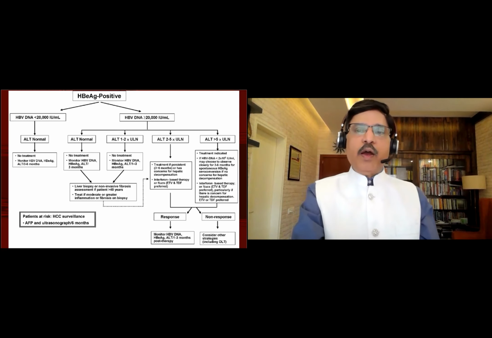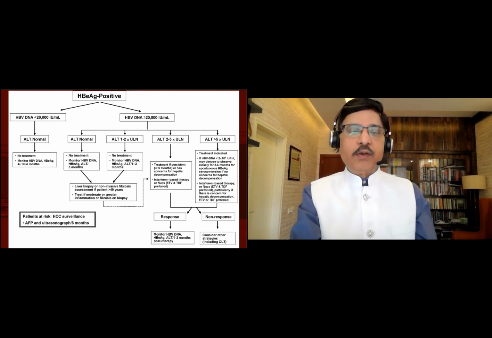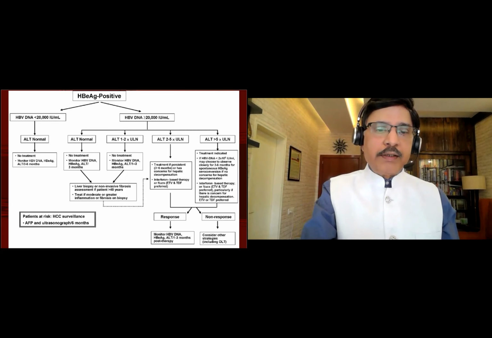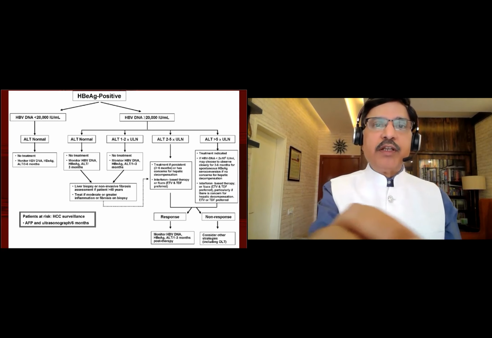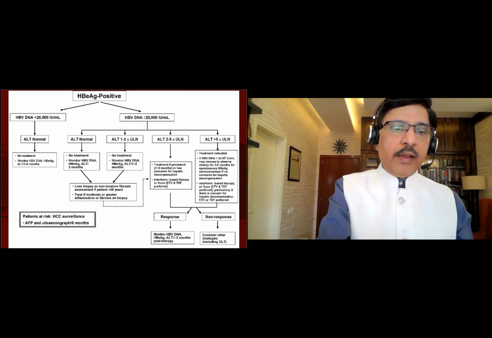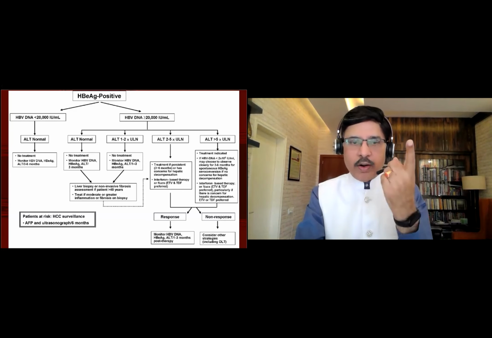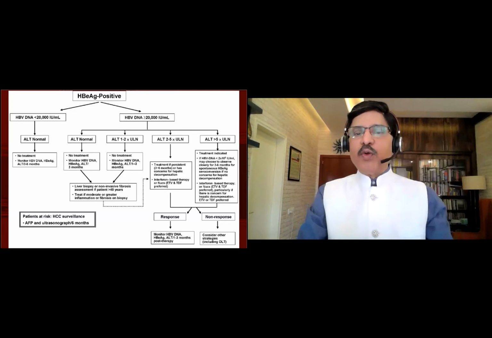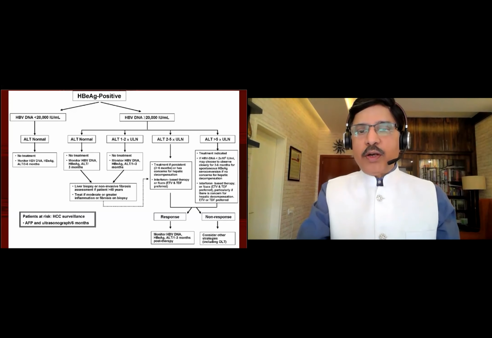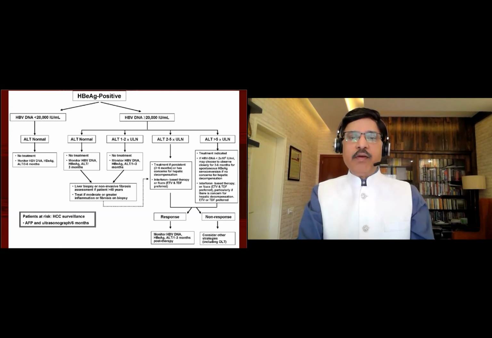Now I have to do some surveillance for hepatocellular carcinoma. What are the two things I do? Do a surveillance by an ultrasonogram every 6 months in all HBV positive patients, and also do alpha fetoprotein. Two important surveillance tests: one is alpha fetoprotein, the other is ultrasonogram. When you treat these people, some of them respond, some do not respond. How to go about them? When we discuss treatment, we will go into that.